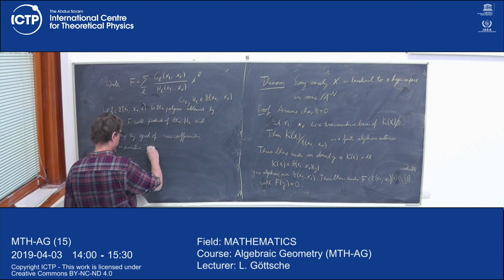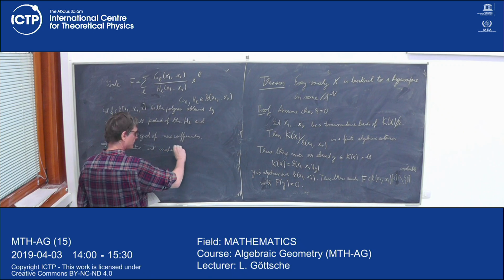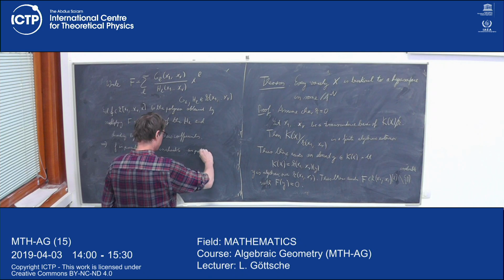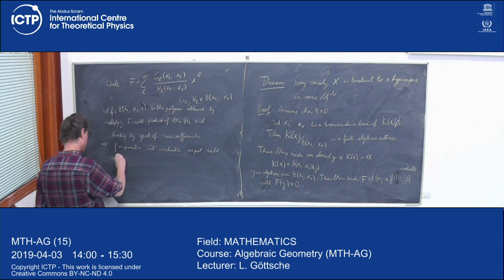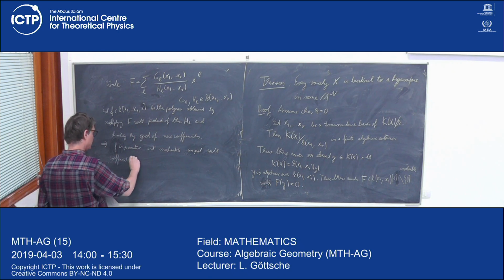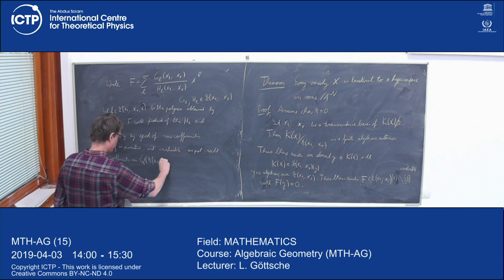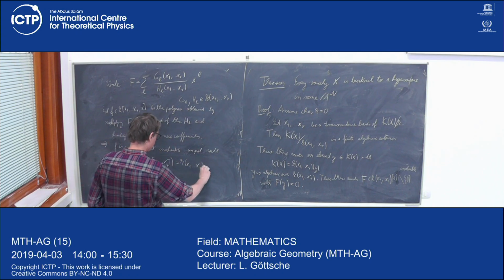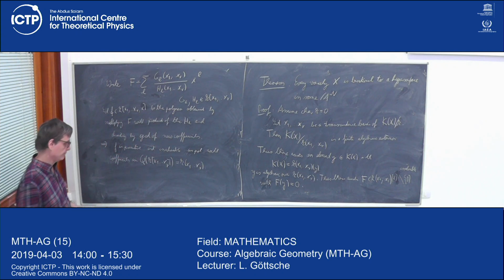So it has coefficients in the quotient field, which is just the field of rational functions in x1 to xr. So by the Gauss lemma, f itself is irreducible.